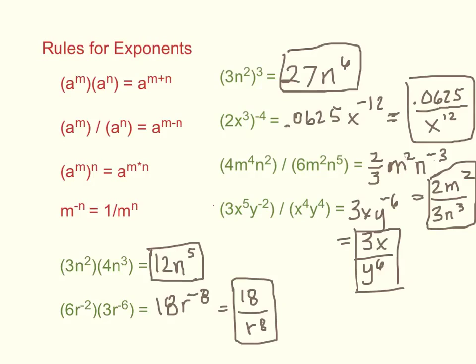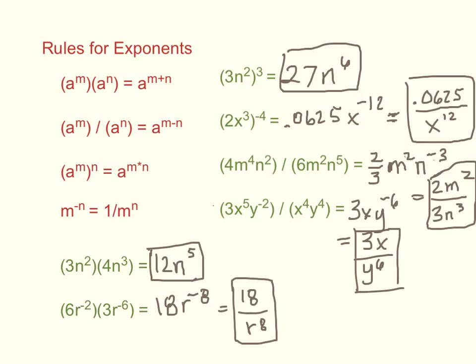And here's two division problems. I have 4m to the 4th n squared divided by 6m squared n to the 5th. Well, the 4 and the 6 gives me a fraction, 2/3. M to the 4th divided by m squared is m to the 4 minus 2, or m squared. N squared divided by n to the 5th is n to the 2 minus 5, which is negative 3. And I move that n to the negative 3 to the denominator. It hangs out with the 3 from this fraction, and the 2m squareds go on the top. So I have 2m squared over 3n cubed.